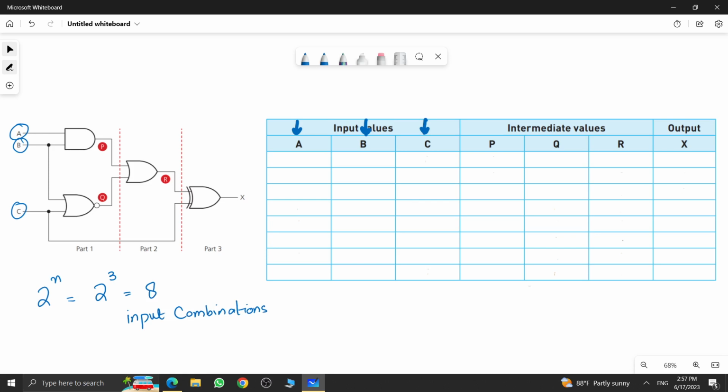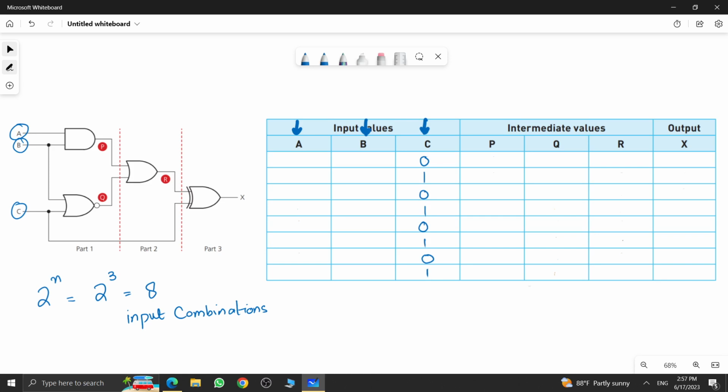Remember that the values of A, B, C will be 0 or 1. So let's start putting the values of C first. It will be 0, 1, 0, 1, 0, 1, 0, 1. In the column of C, we will do 0, 1, 0, 1, 0, 1, 0, 1. This is how we can make the input combinations.